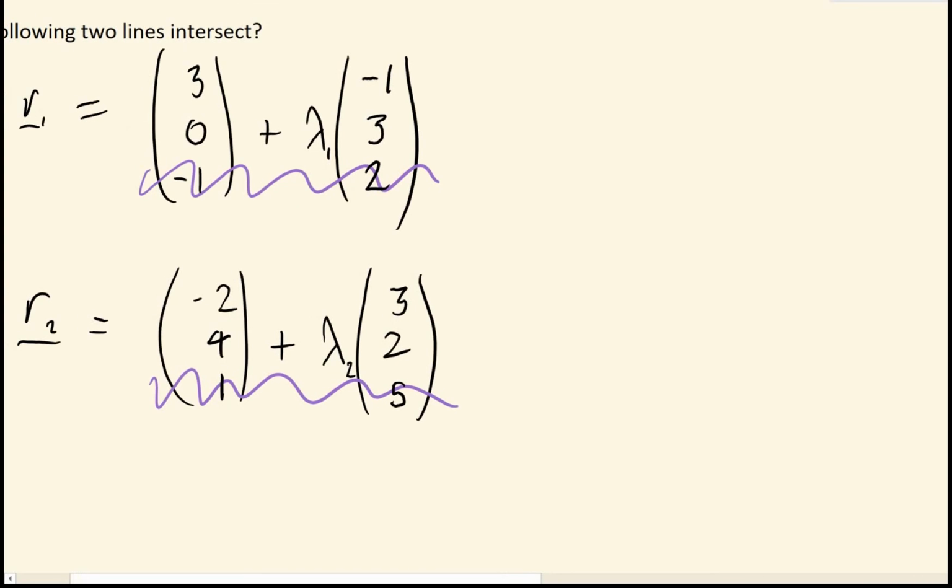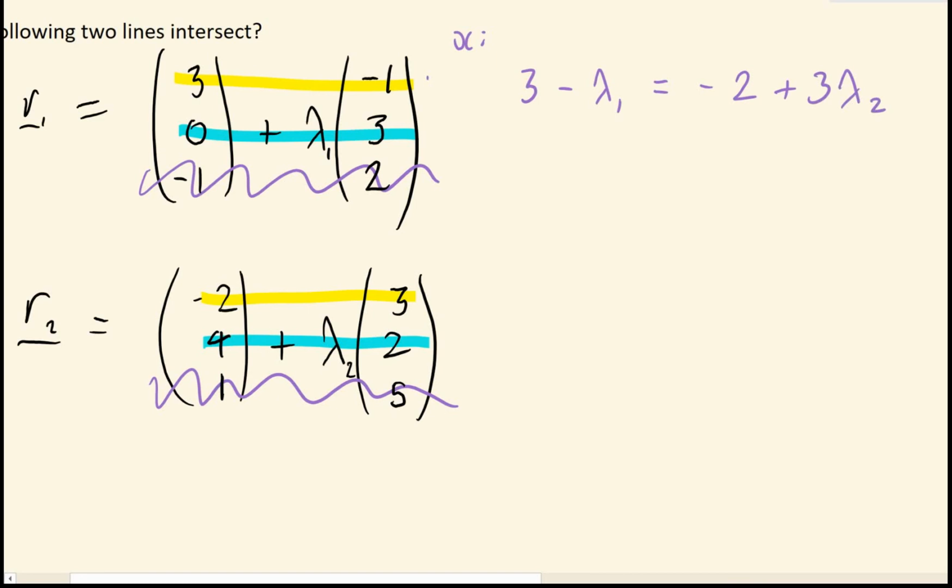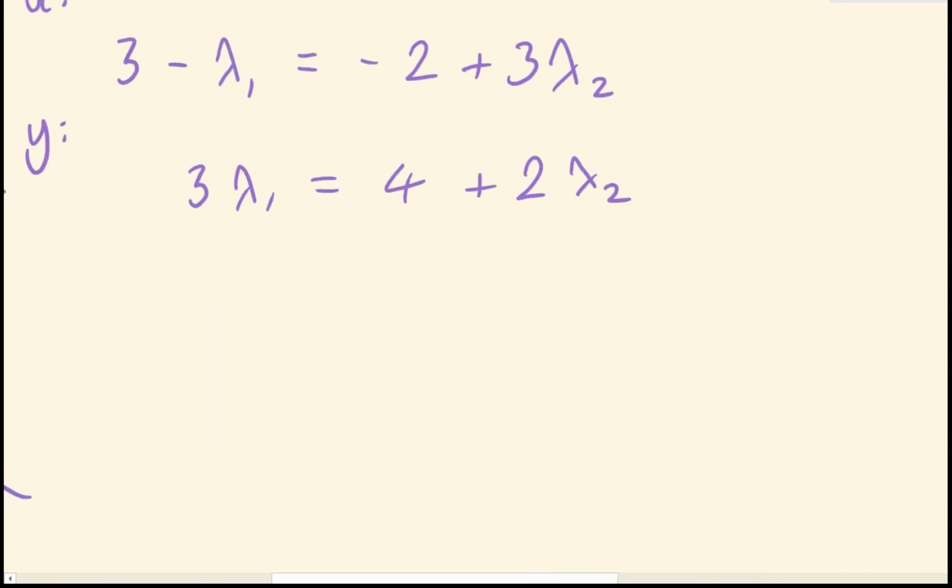So if I do this, I want my two x coordinates to equal, so I want this to equal this, and I want my two y coordinates to be equal to each other. So let's write that down. For the x coordinates, we have 3 minus lambda 1 equals minus 2 plus 3 lambda 2. And for the y coordinate, we have 3 lambda 1, and that needs to equal 4 plus 2 lambda 2.